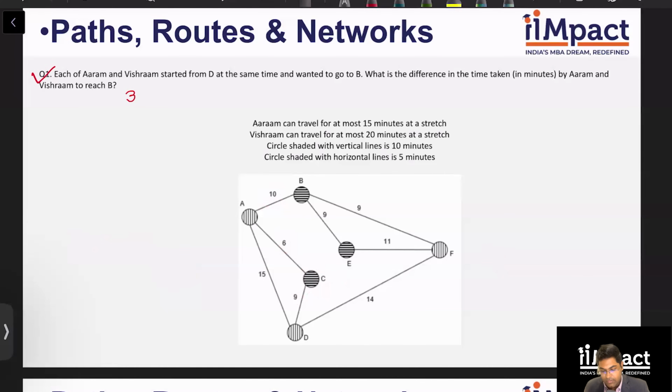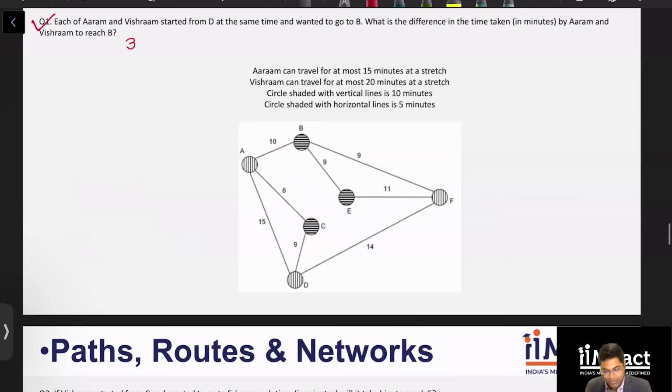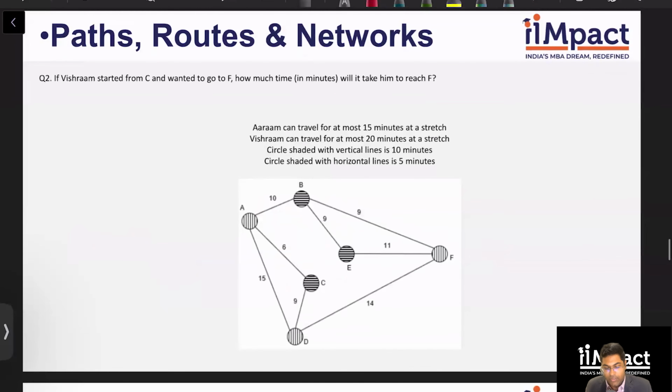Why am I erasing this? We can just go to the next page. Sorry. Alright. If Vishram starts from C and wants to go to F, how much time will it take him in minutes?